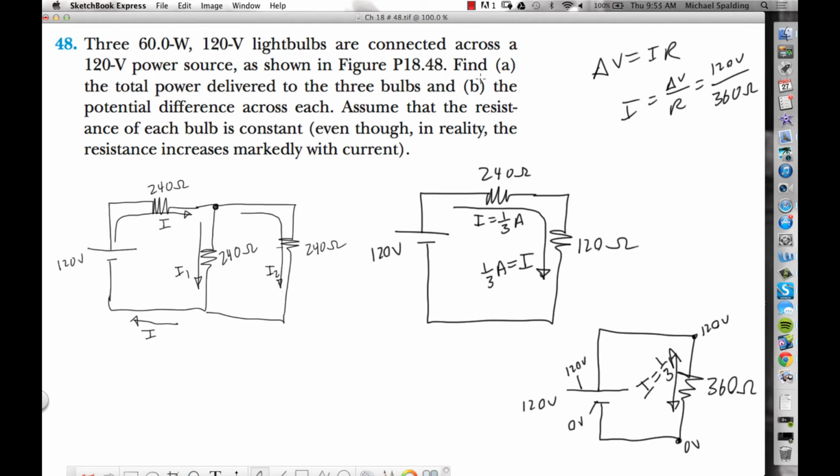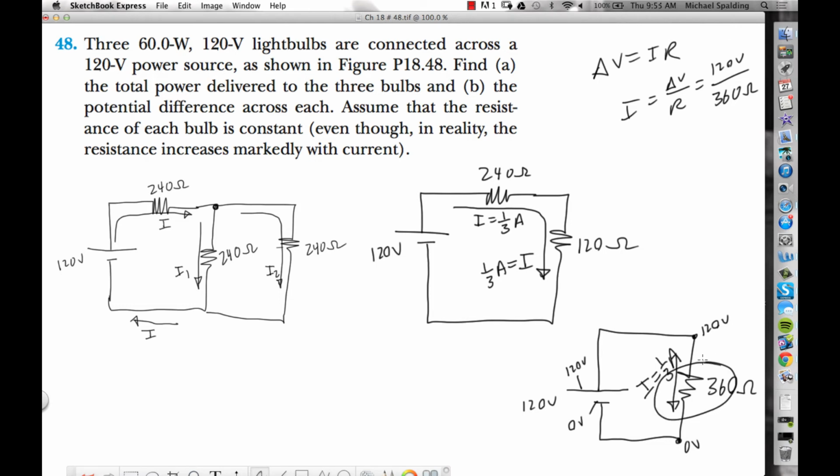Okay, so first question: what's the total power delivered to the 3 bulbs? You could do it the hard way or the easy way. The hard way would be to calculate the power of each of these and then add them together. You could do that. But then what would be the easy way? The easy way would be to go to this one and find the power, right?